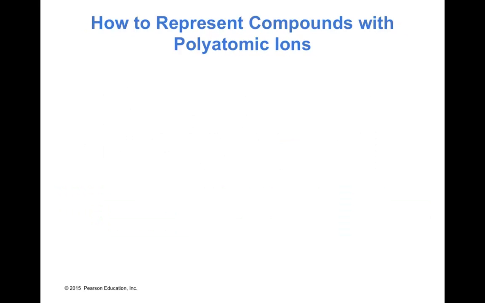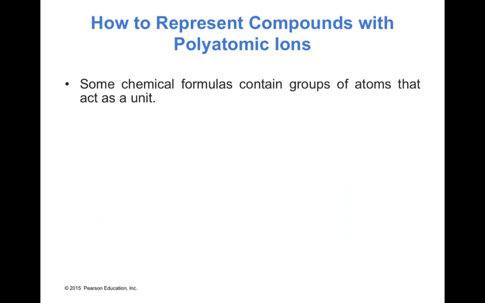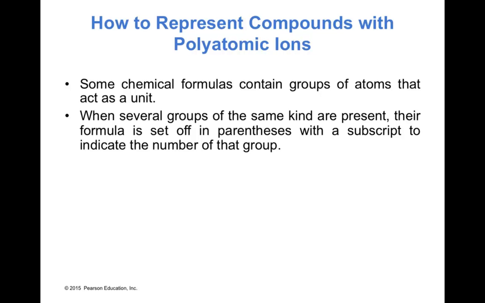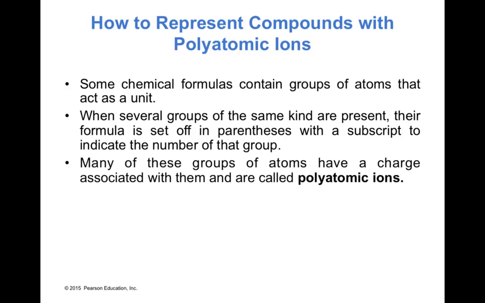So how to represent compounds with polyatomic ions? Some chemical formulas contain groups of atoms that act as a unit. When several groups of the same kind are present, their formula is set off in parentheses with a subscript to indicate the number of that group. Many of these groups of atoms have a charge associated with them and are called polyatomic ions. As we mentioned before, OH is going to be a polyatomic ion because you have more than one atom to produce that ion.